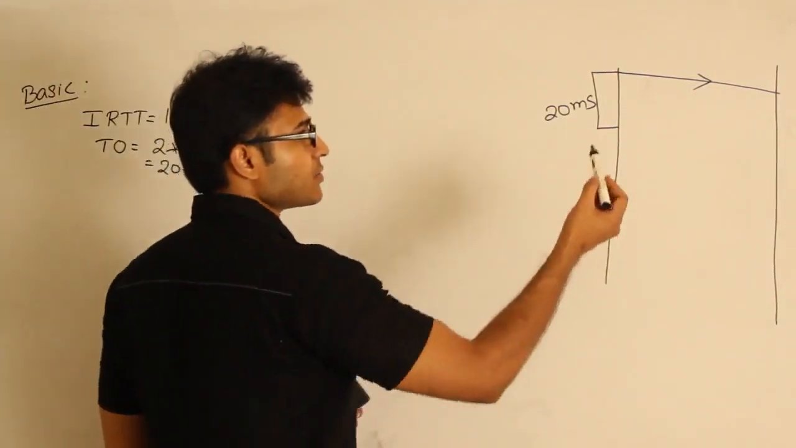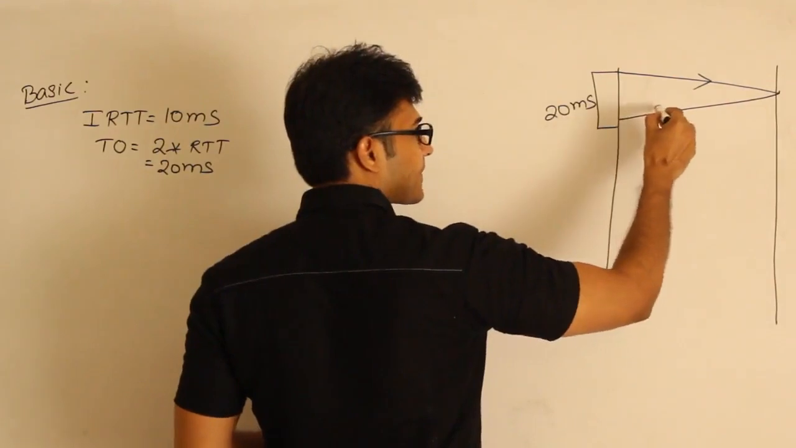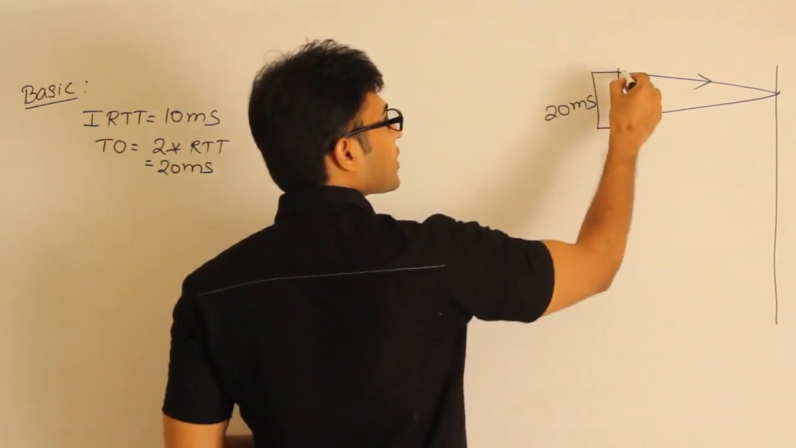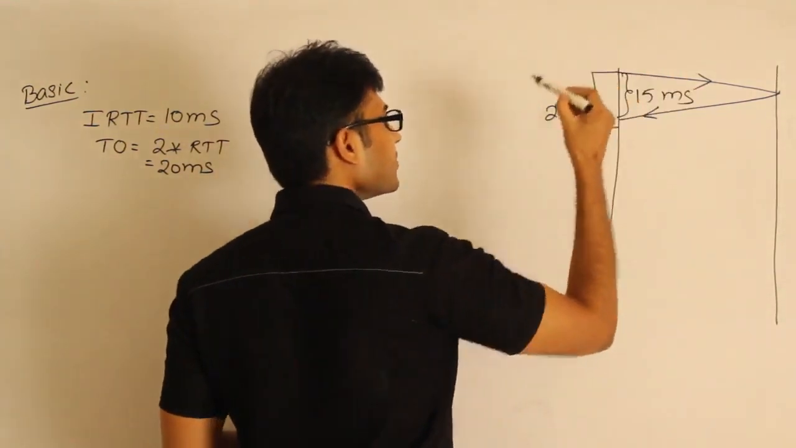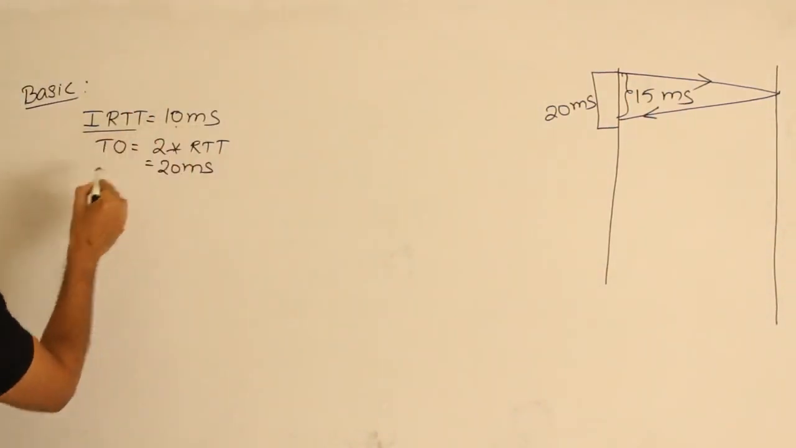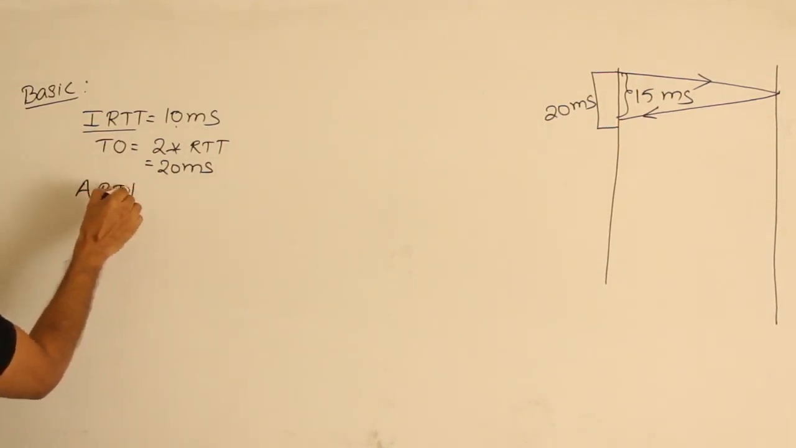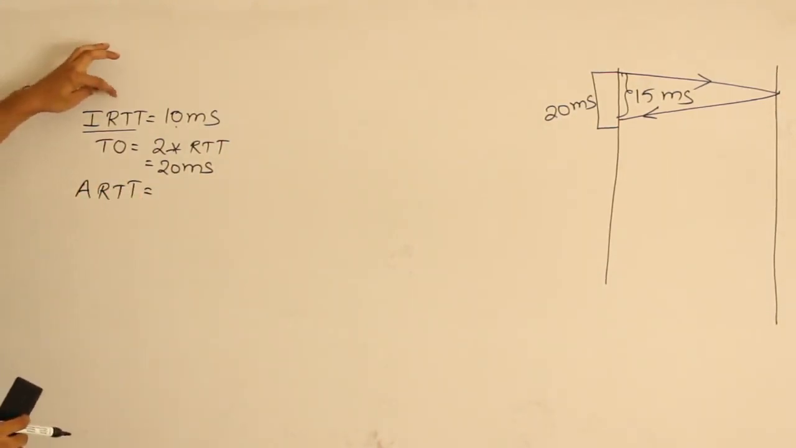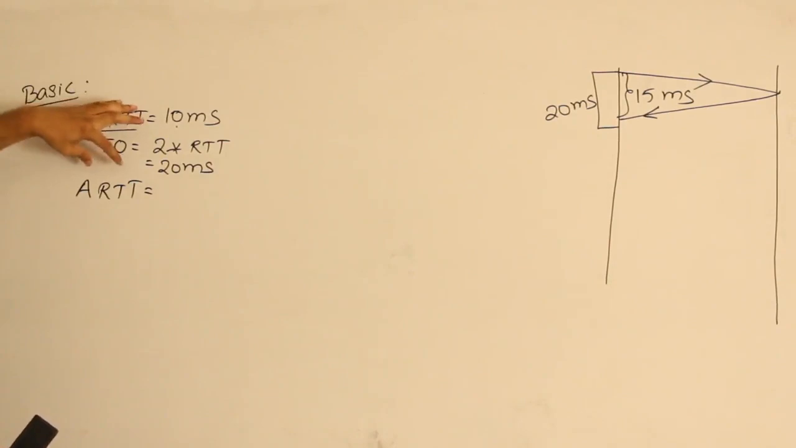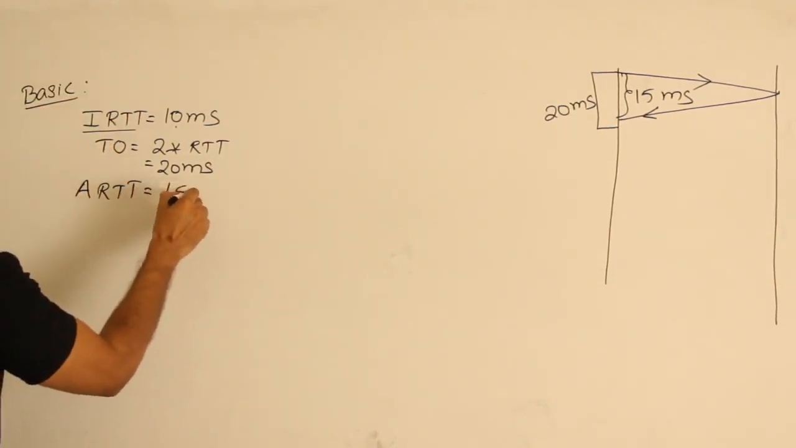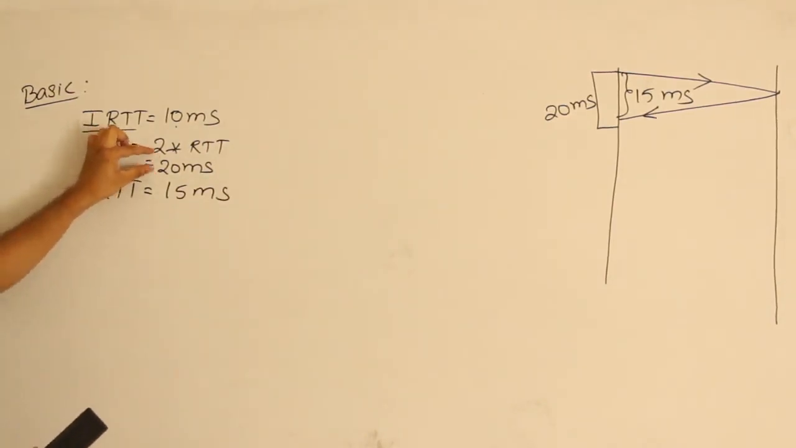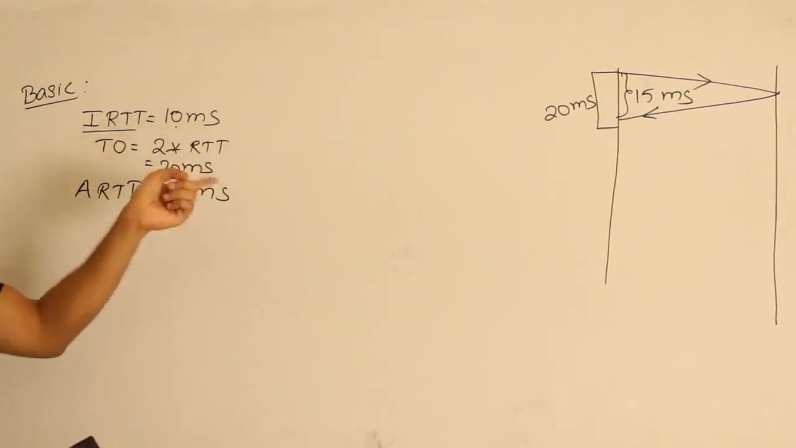But then luckily, assume that the packet came back in 15 milliseconds. So what does that mean? You expected that it will come back in 10 milliseconds, but the actual round trip time, ARTT, means actual round trip time, and IRTT means your initial guess, that it will come back in 10 milliseconds, but then it came back in 15 milliseconds. It is taking longer than expected, but since you are allowing it more time, like 20 milliseconds, you are lucky that you got it within the timeout.